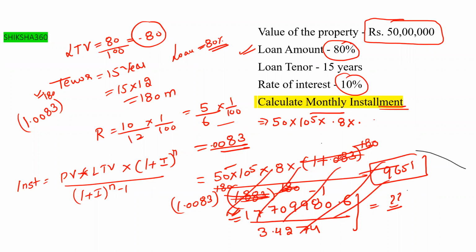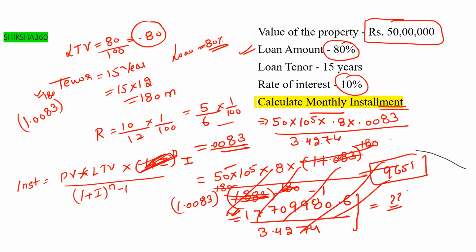Multiply by 0.0083 upon 3.4274. This is the formula. So I request all of you, please correct yourself. Actually we have written a slightly wrong formula here. In the numerator we only have I. So we calculate 0.0083 into 0.8 into 50 lakh.